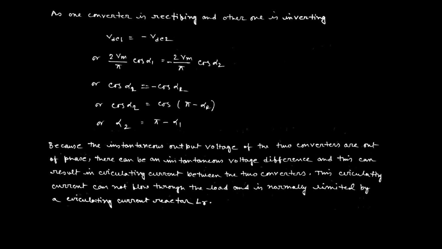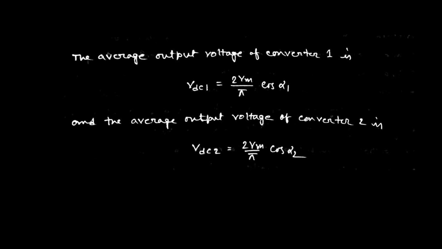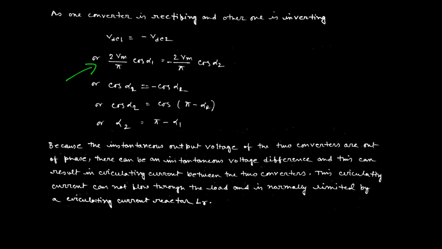Okay, so from this equation we can put in the expression taken from the previous slide. Then we have 2Vm by pi cos alpha 1, and similarly 2Vm by pi cos alpha 2. That is why 2Vm by pi cos alpha 1 equals minus 2Vm by pi cos alpha 2. After simplification, we have the result, that is cos alpha 2 equal to minus cos alpha 1, and cos alpha 2 equal to cos of pi minus alpha 1. So we can write the expression, that is alpha 2 equal to pi minus alpha 1.